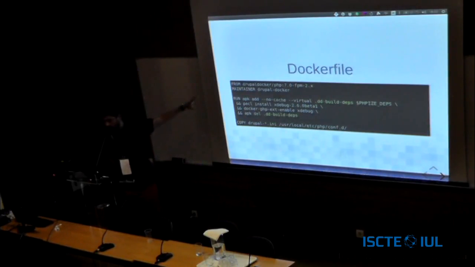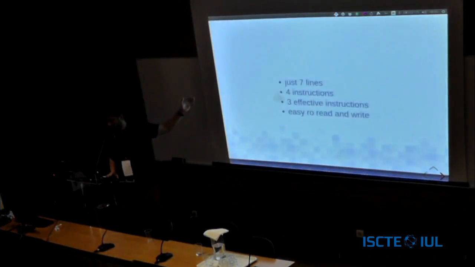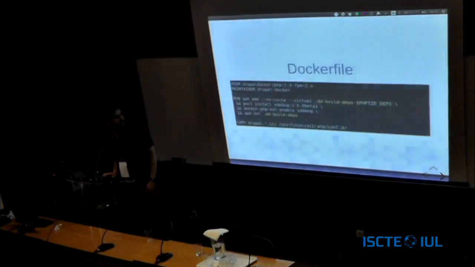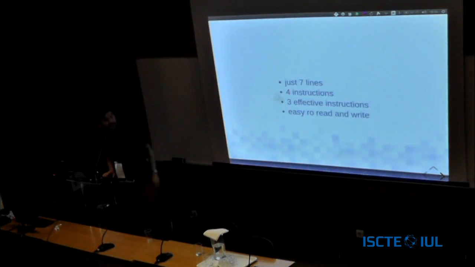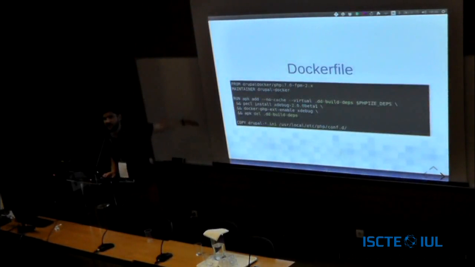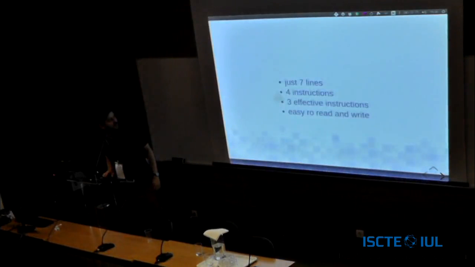So how I find it? It's very simple, in my opinion, stupid simple, because it's just 7 lines of code, which allows you to run the infrastructure, of which only 4 lines are instructions. Only 3 of them are effective instructions which do something, because the MAINTAINER is just metadata. It's super easy to read and write. So in my opinion, it's KISS compatible.